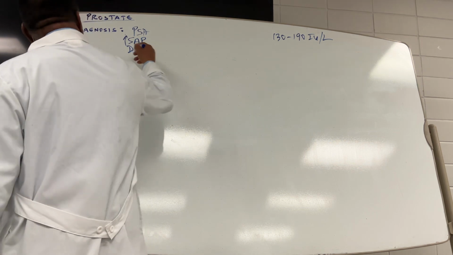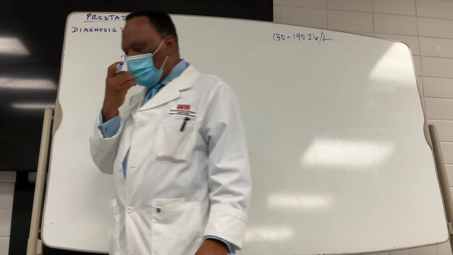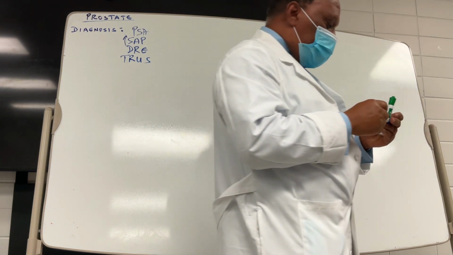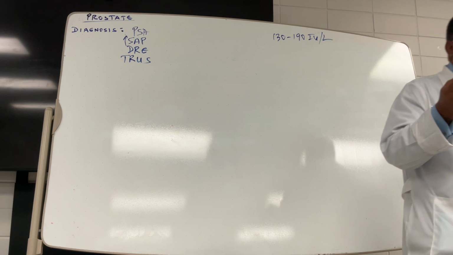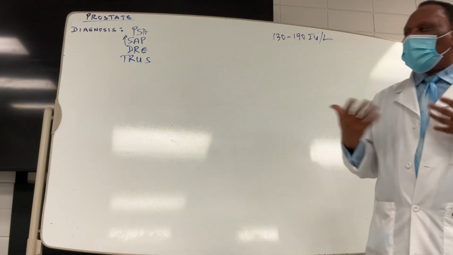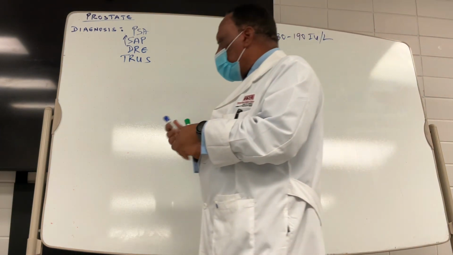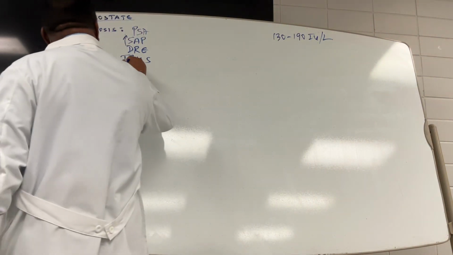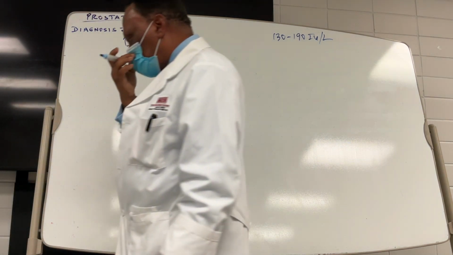So you have TRUS, which is the transrectal ultrasound. So you're using the ultrasound basically to create an image of the prostate gland so you can see it. And then, of course, biopsy.